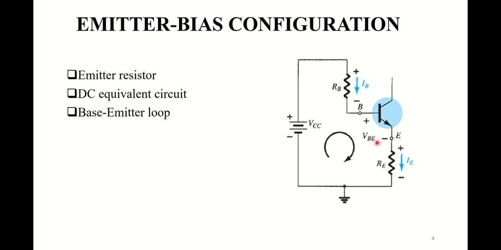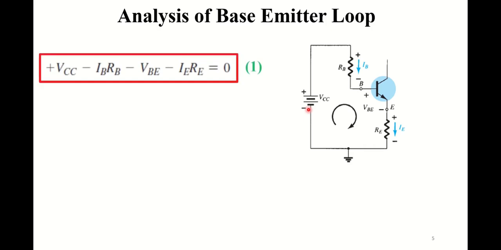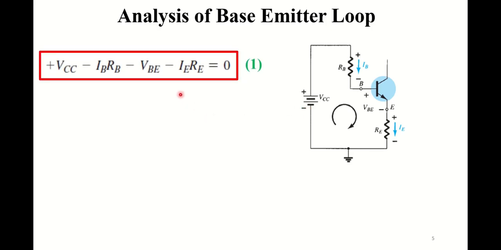After drawing the input loop, the next step is to form the mathematical equation of this loop by applying KVL on it. As you know, in applying the KVL formula, we need to sum the voltages across each component of a loop and equate them to 0. Therefore, the equation of the input loop will be VCC minus IB RB minus VBE minus IE RE is equal to 0.